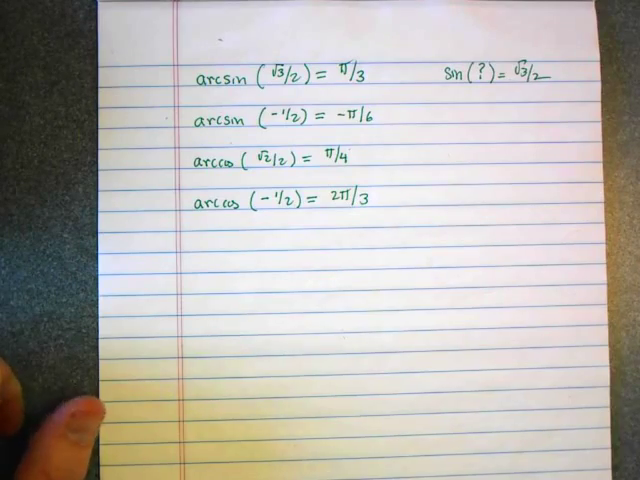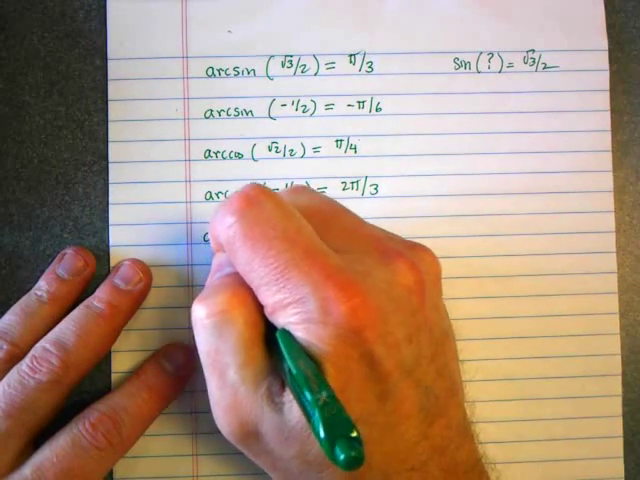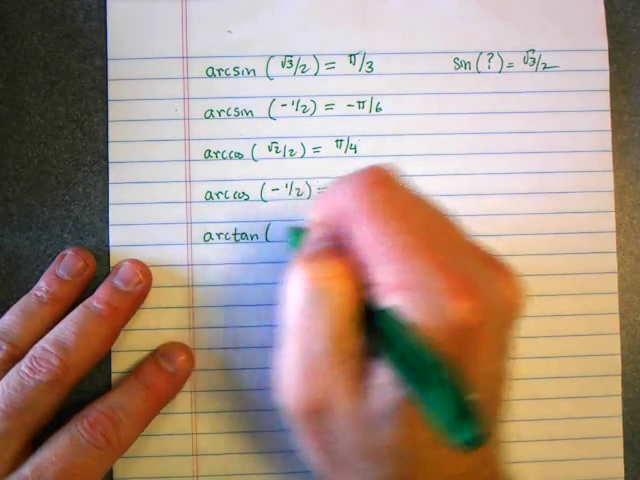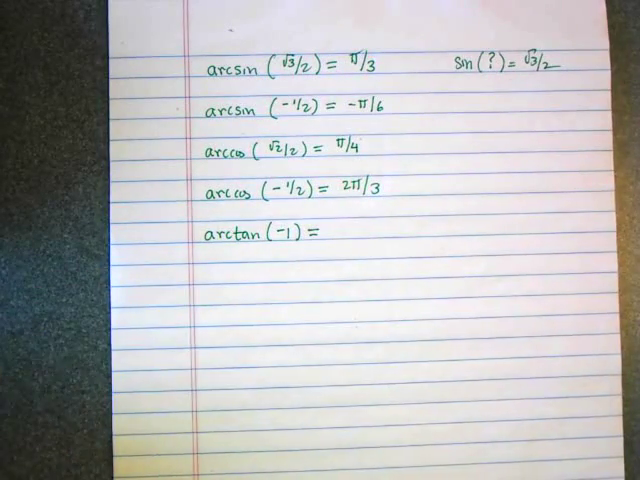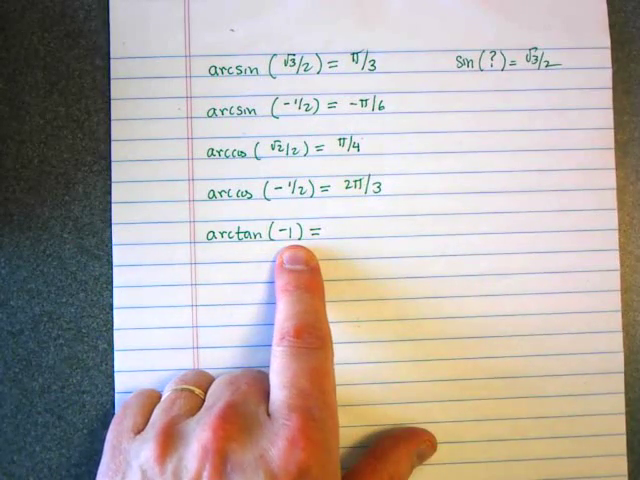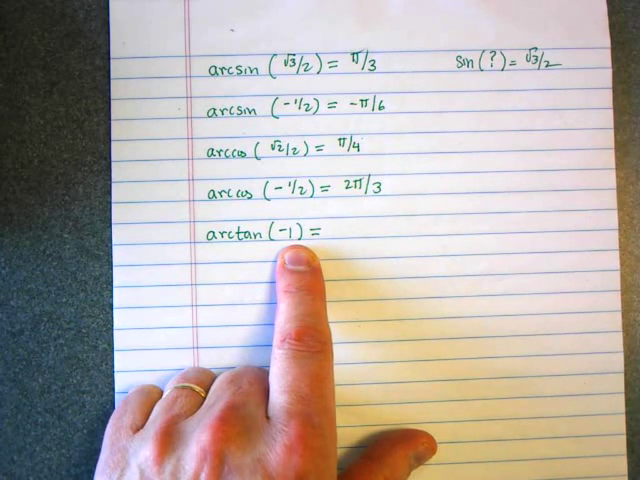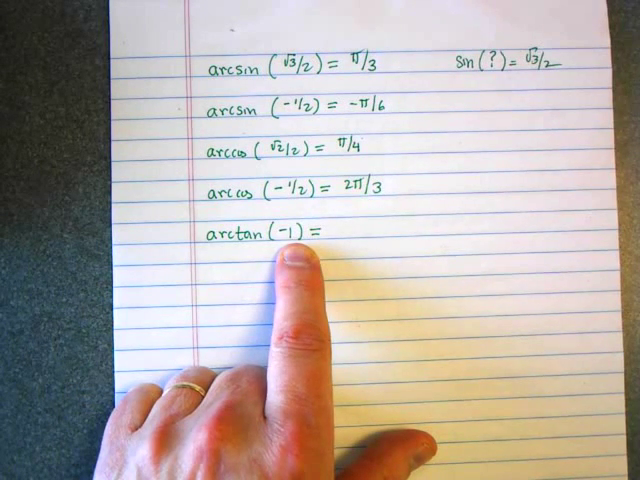All right, so for example, I might give you arc tangent of negative 1. So you look on your chart, tangent of what will give you a positive 1? Tangent of 0 is 0. Tangent of what gives you 1? Not pi over 2. Tangent of pi over 2 is undefined. No, it's the middle.